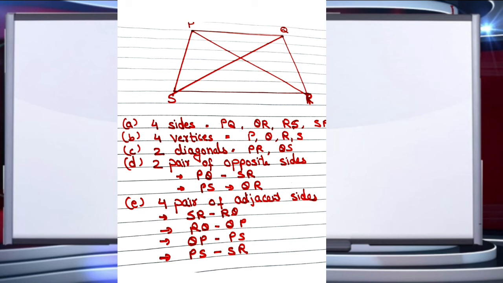E part, adjacent sides. It has 4 pairs of adjacent sides. Adjacent sides means 2 sides having the common vertex. So, if the common vertex is R, then the adjacent sides are SR and RQ. Now, the common vertex is Q, so adjacent sides are RQ and QP. Now, the common vertex is P, so adjacent sides are QP and PS. Now, the common vertex is S, so adjacent sides are PS and SR. See students, you are starting with SR and you are ending with SR.